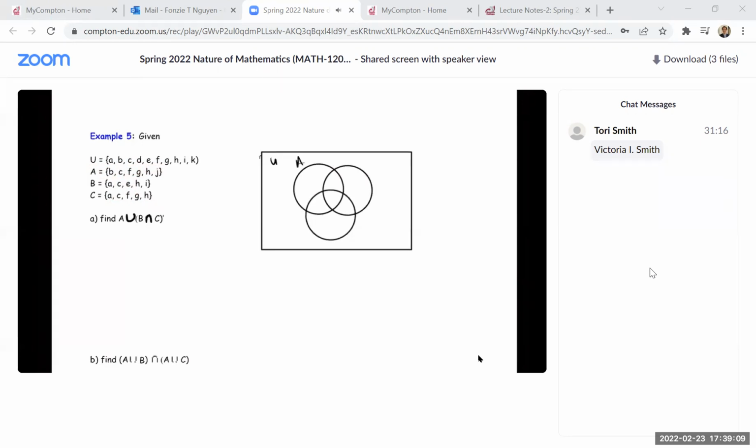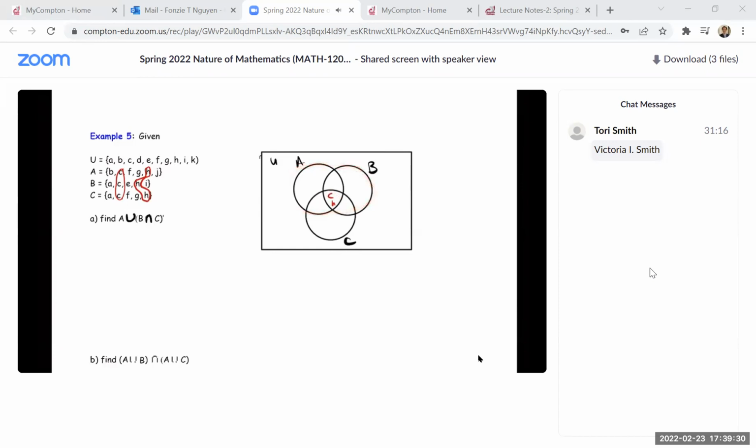All right, so we got A, B, C. Let's do the three overlapping numbers first. So C and H. H is in the middle. All right, so C and H. Now let's just focus on A and B.